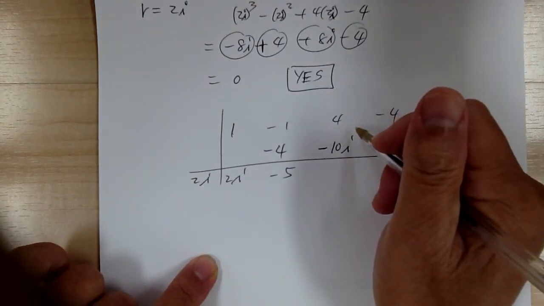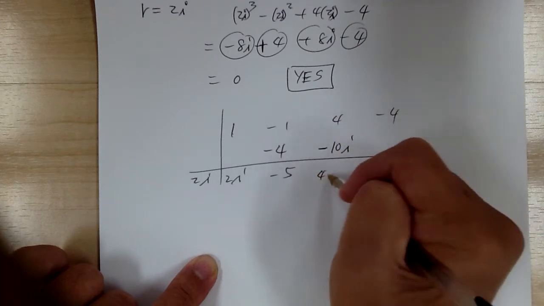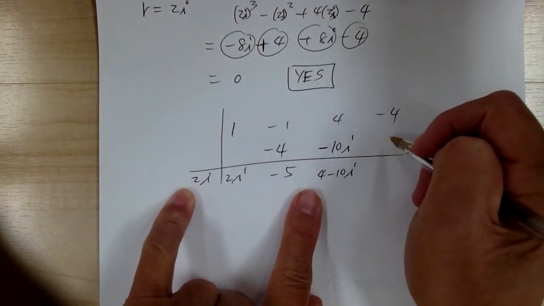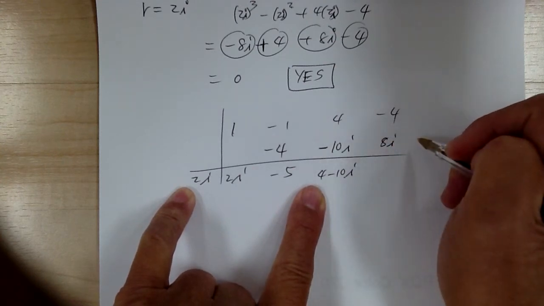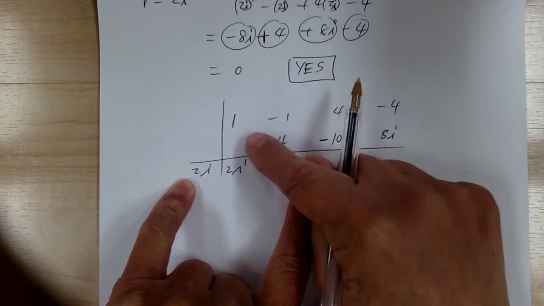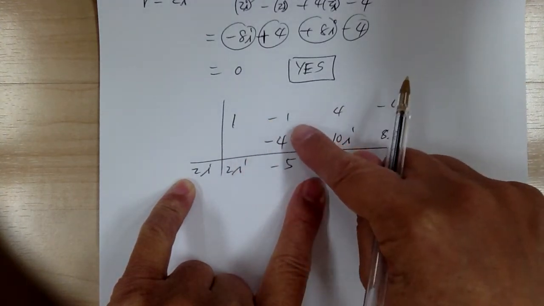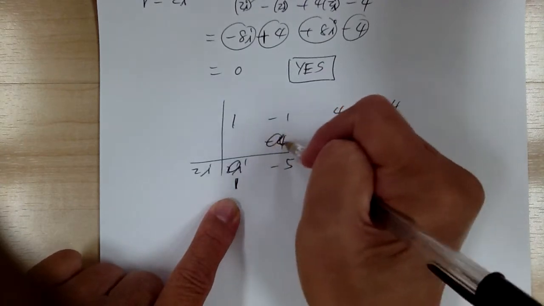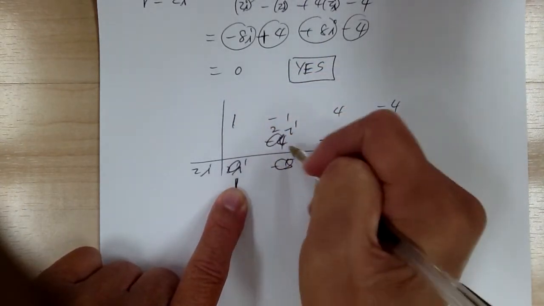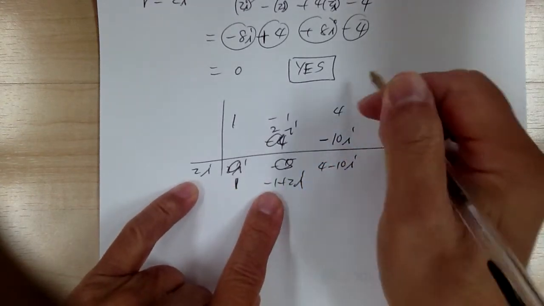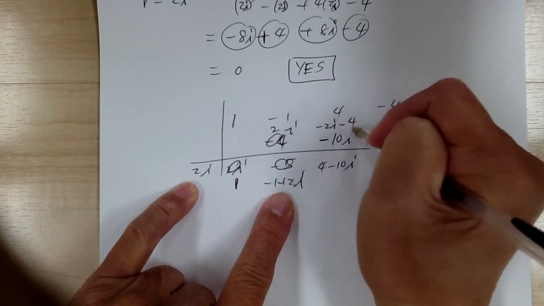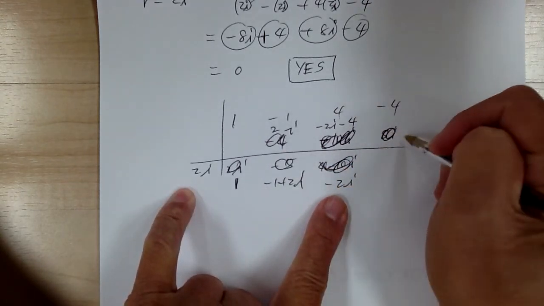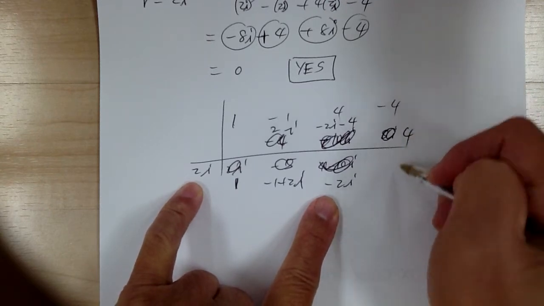When you add, you get 4 minus 10i. And then when you multiply, this will give you 8i. Okay, let me double check. 3, 2, 1, 0. Oh, drop. So drop the first number, multiply, you add. Okay, multiply, so it'll be minus 2i minus 4. There you go. When you add this, it will cancel out, so you're going to get minus 2i. When you multiply, this will give you negative 4i squared, so it will be plus 4. Again, you add, equal to 0.